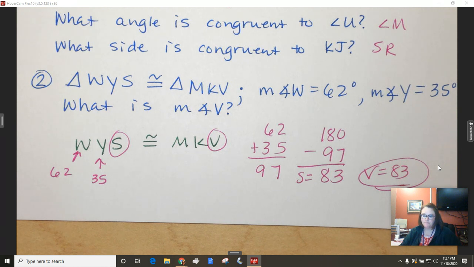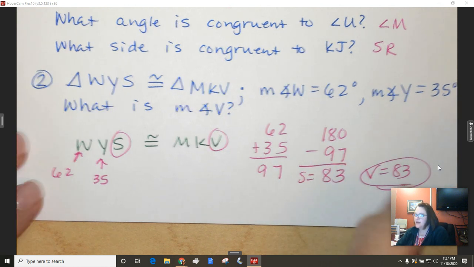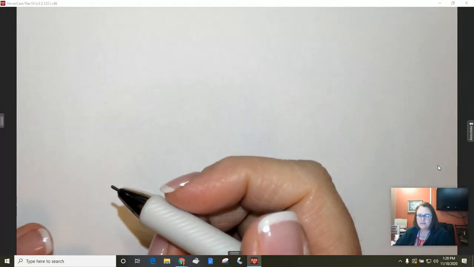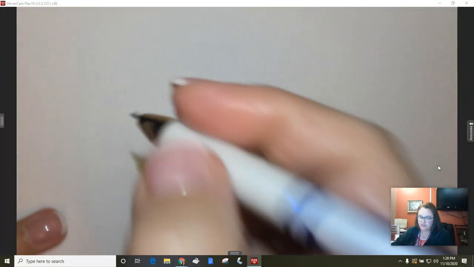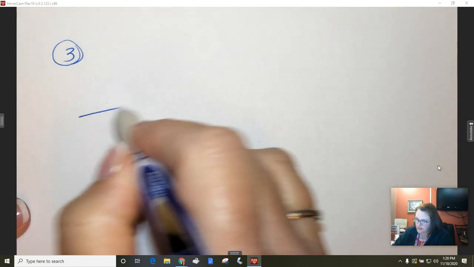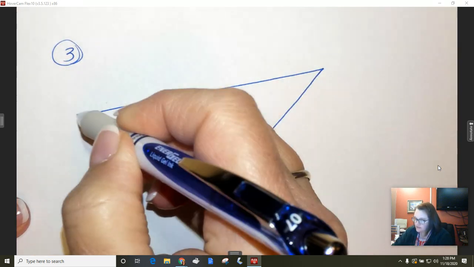Okay. Now sometimes we're going to have two figures that are connected and they're congruent, but they're like slid. Well, maybe they're slid or maybe they're rotated or flipped. We're going to see this a lot with triangles.